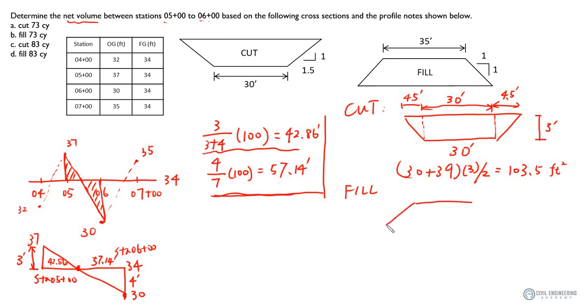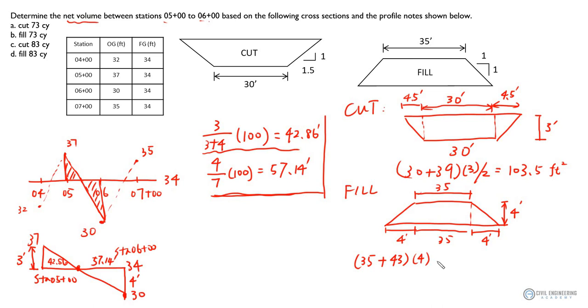Okay? And for the fill, we should go by this cross-section. So for fill, it looks like this, okay? And the filling will be at station 06+00. So the top width is 35, and the slope here is 1:1, so if the elevation difference here is 4 feet, we know that this is going to be 4 feet as well. This is also 35, and this is 4 feet, right? So for the filling, the cross-section area is going to be 35 plus 8, that's 43, times 4 divided by 2, so this is 156 square foot.